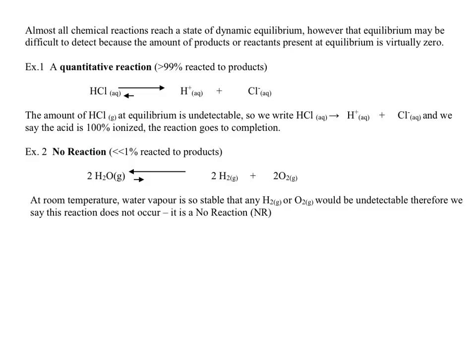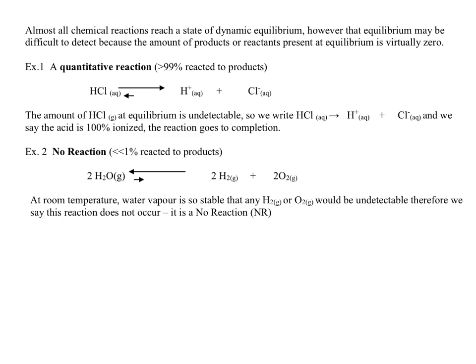So almost all chemical reactions reach a state of dynamic equilibrium. However, that equilibrium may be difficult to detect because of the amount of products or reactants. At equilibrium, it's virtually zero. So we have three types of reactions we're going to be writing.